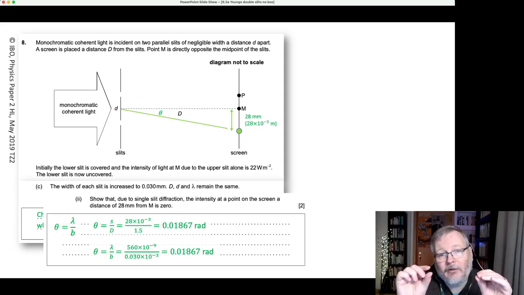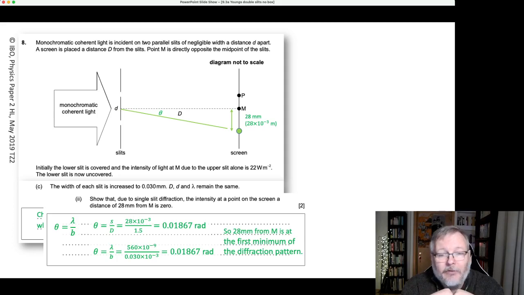So the actual angle that's there is 0.01867 radians. The angle to the first minimum is 0.01867 radians. These two are the same. So 28 millimeters from M is the first minimum of the diffraction pattern.